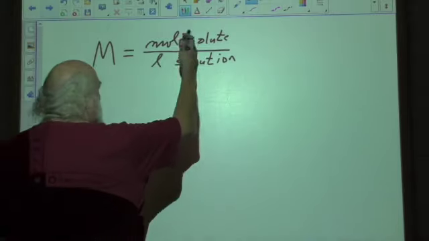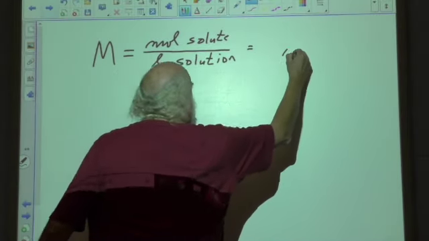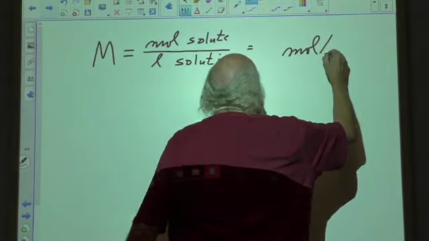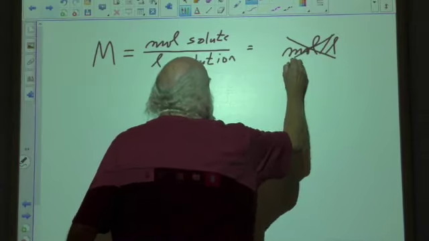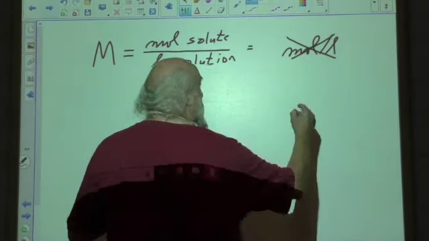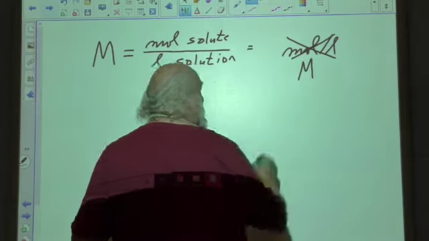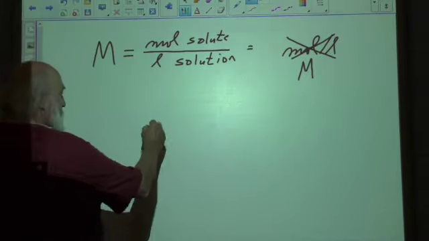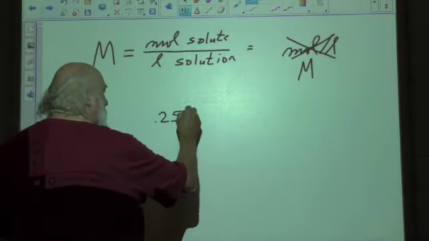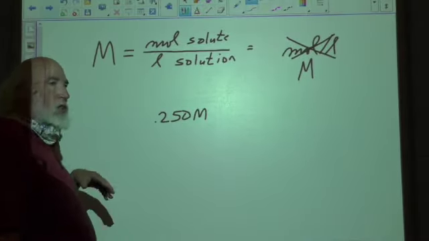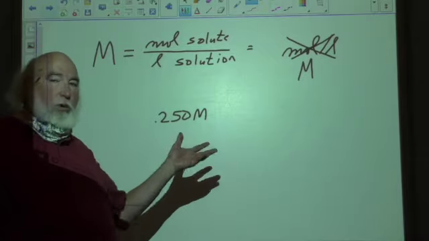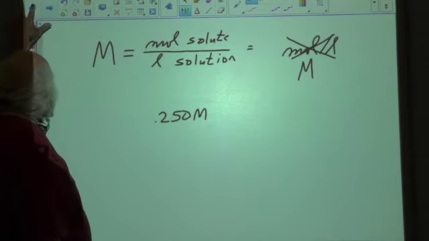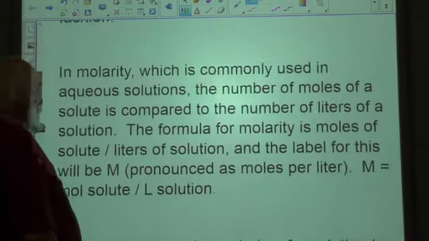And like I said, when you work this out, you're going to get an answer in moles per liter, but we don't use that moniker. You say it when you use the capital M, as we have here. So if you get an answer of 0.250 capital M, you would read that as 0.250 moles per liter.